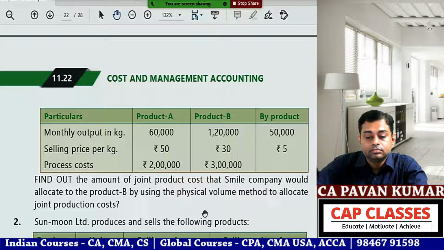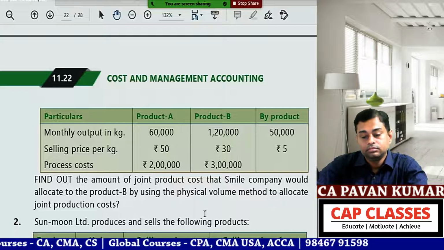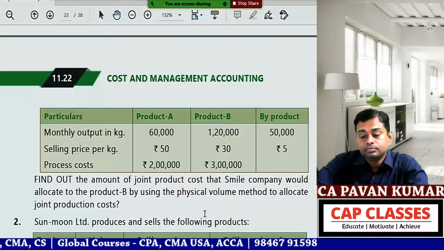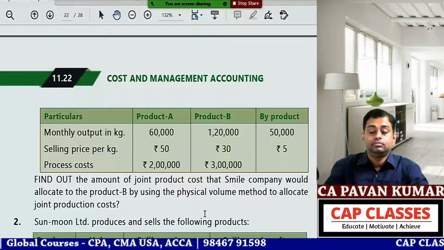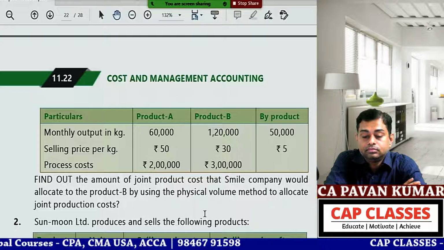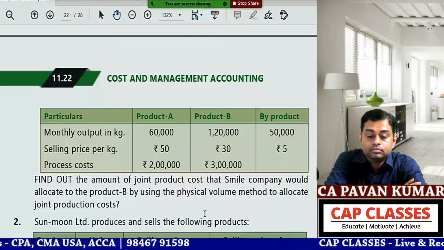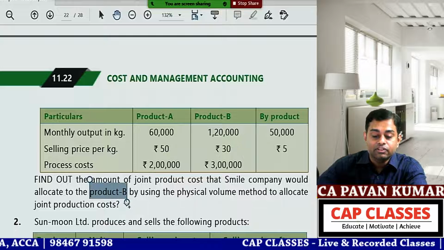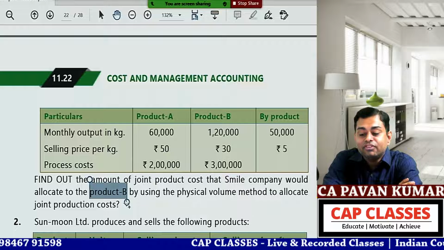Monthly output in case product A 60,000, product B 1,20,000, byproduct 50,000. Selling price per unit, product A rupees 50, product B rupees 30, byproduct rupees 5. Process cost, product A rupees 2 lakhs, product B rupees 3 lakhs, byproduct D. Find out the amount of joint product cost that Smile company would allocate to the product B by using the physical volume method to allocate joint production cost. They are asking only about product B. We'll calculate for both A and B.